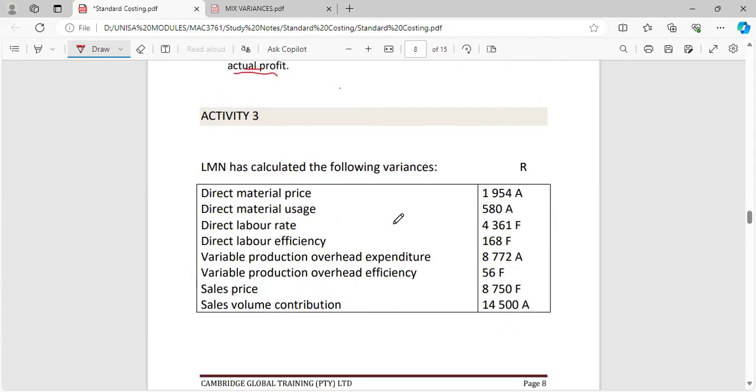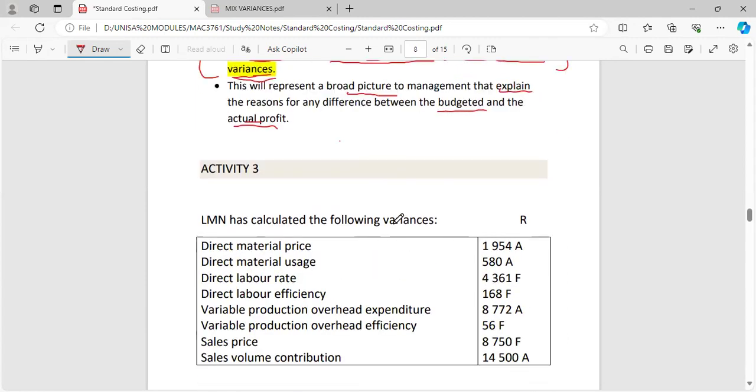Right, I want us to look at this activity so that we can demonstrate using this activity. They say LMN has calculated the following variances. In some of the questions, you will be required to first do the calculation for the variances. But in some of the questions, you will be provided with the variances that are already calculated. It depends on the question. So in our case here, we have the variances that are already calculated. So these are the variances that we have.